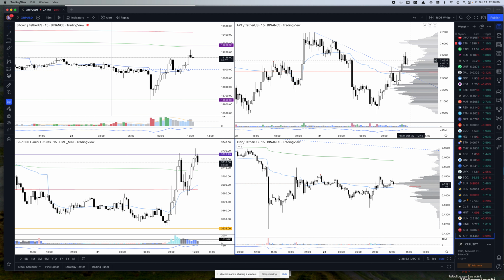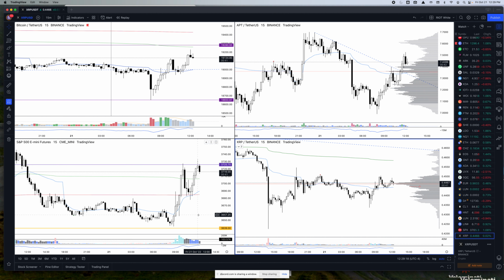APT is, I mean, it's so ridiculous. But it just looks like it wants to go higher here. But this is probably the big chart because this will be the second rejection for ES at this level, and if it doesn't reclaim it after lunch, then I think we get a new low of the day. But we'll see.